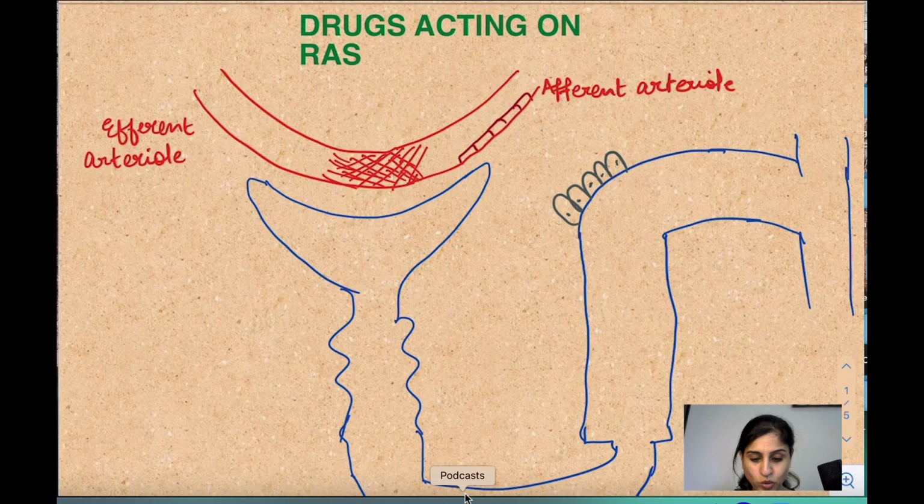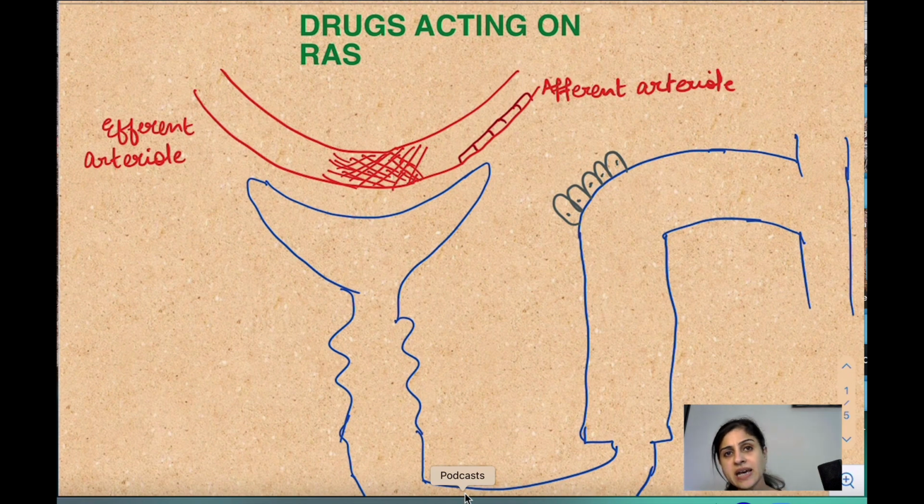Hi. So we will start with a new chapter from today's lecture, which is the drugs acting on the RAS. RAS stands for renin-angiotensin system. Some people also say it as double RAAS, which is renin-angiotensin-aldosterone system. So that's one and the same thing.